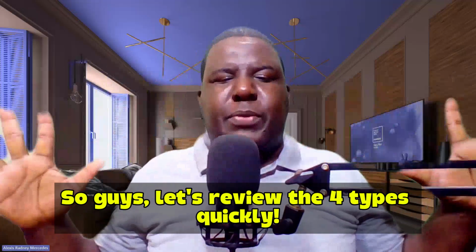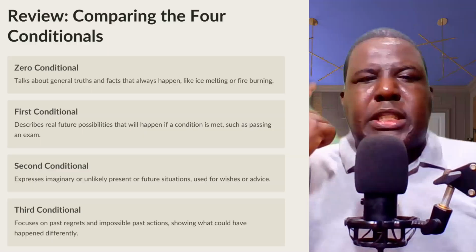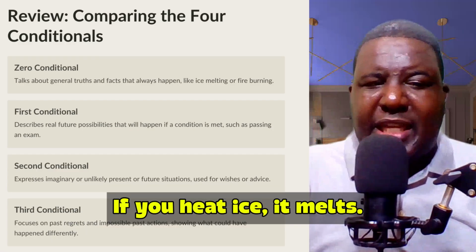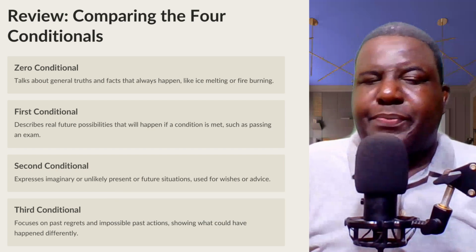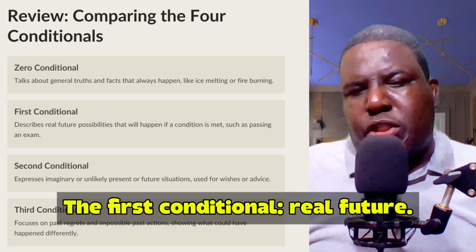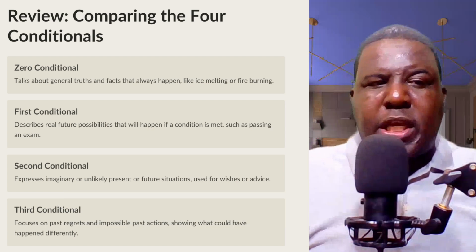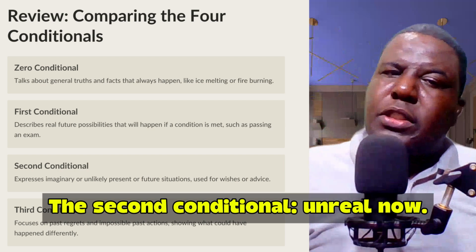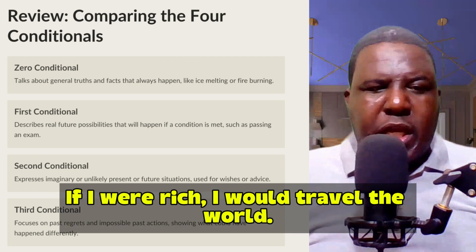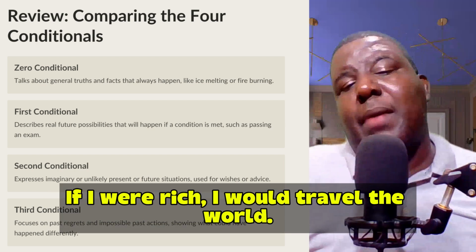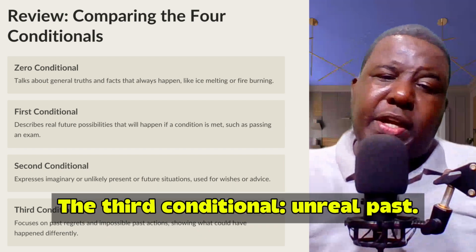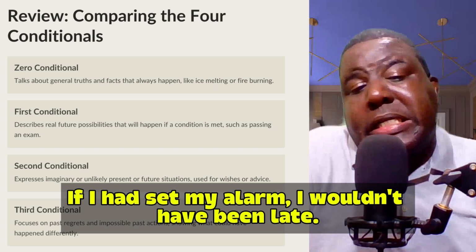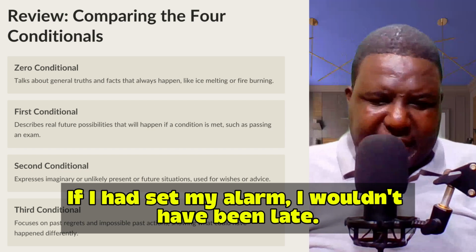So guys, let's review the four types quickly. Zero conditional, to talk about facts. If you hit ice, it melts. The first conditional, real future. If it rains, I will stay home. The second conditional, unreal now. If I were rich, I would travel the world. The third conditional, unreal past. If I had set my alarm, I wouldn't have been late.